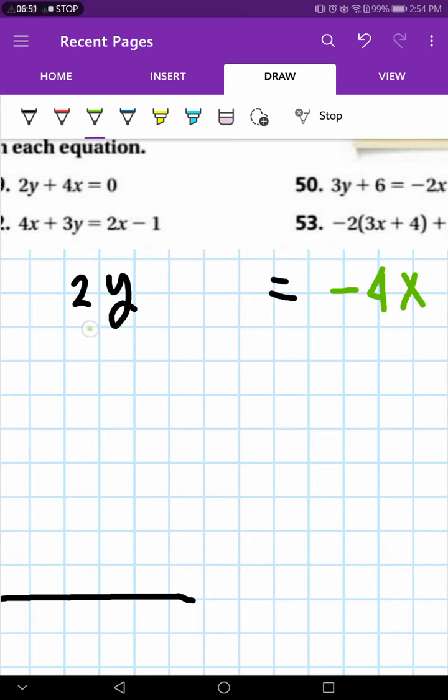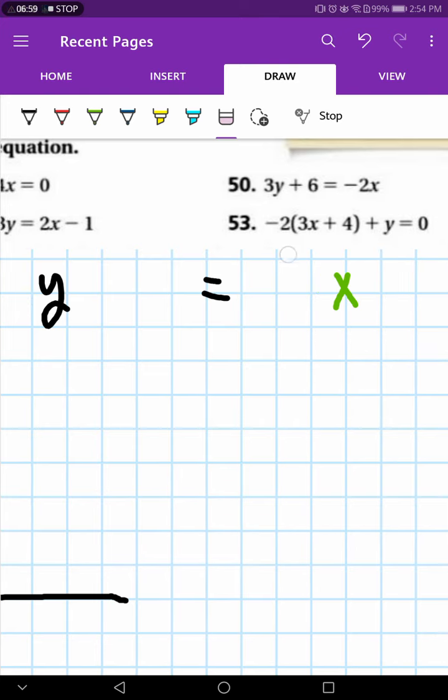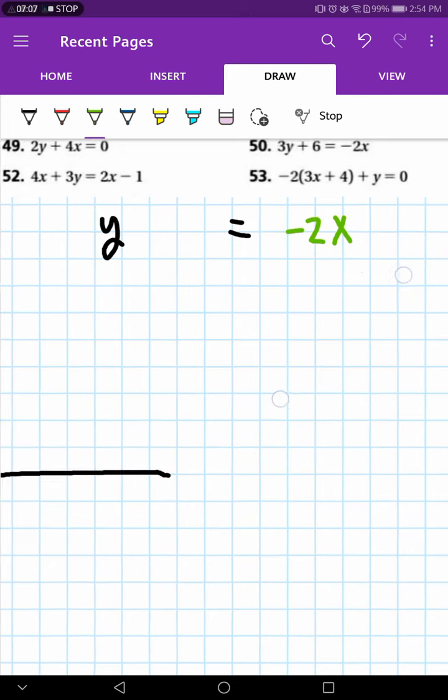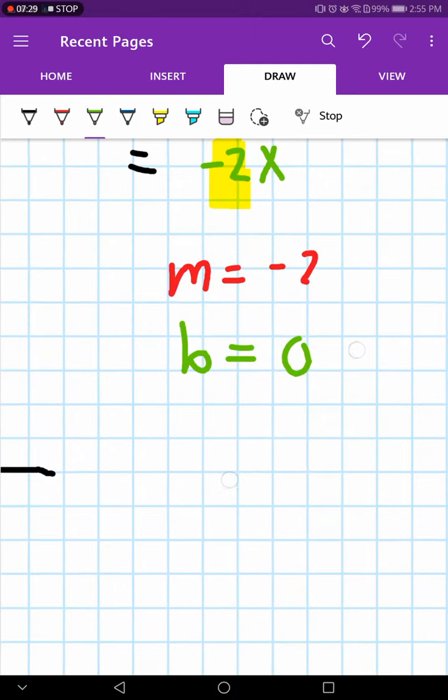Okay, then I divide by 2, the y will be alone and happy here, and negative 4 over 2 equals negative 2. Now what is the slope, what is the y-intercept? The slope is negative 2 and the y-intercept is 0, so m is equal to negative 2 and b equals 0 because there is no number. Now how can I deal with this? Let's go.